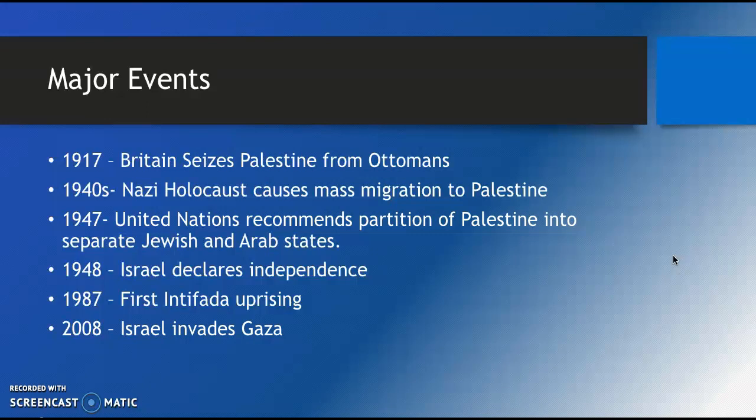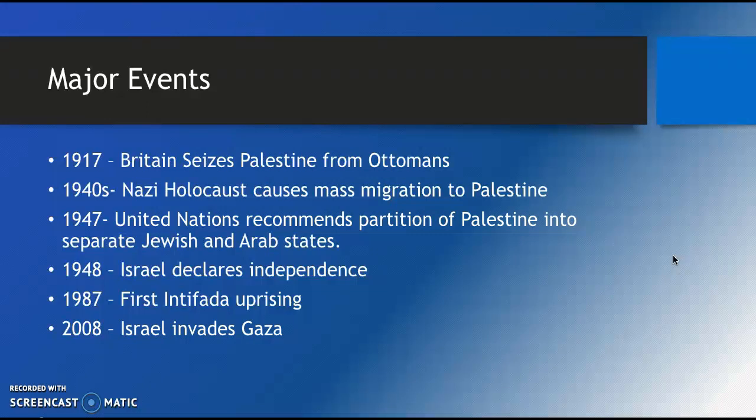In the 1940s, the Nazi Holocaust caused mass Jewish migration to Palestine, which angered a lot of the Muslims that were already present in that area because that was their land. They didn't really feel like sharing it, and they just didn't get along very well. In 1947, the United Nations recommends partition of Palestine into separate Jewish and Arab states. Since the Jews and the Arabs weren't getting along very well, they just decided to split the nation into two, so separate them. In 1948, Israel declares independence.